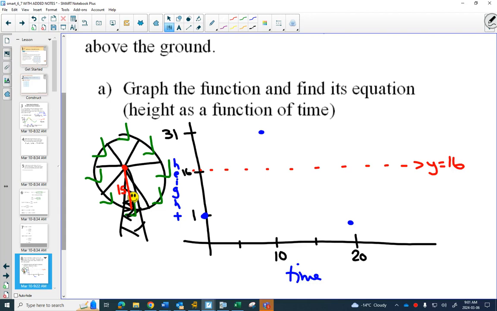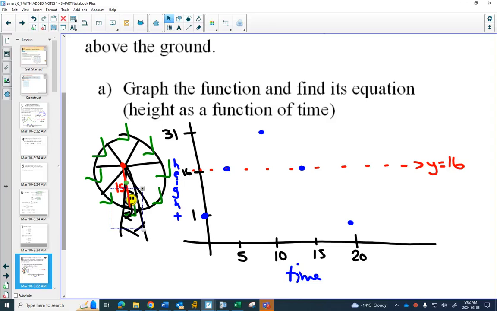And when will it be in the middle? At 5 seconds and 15 seconds. So he gets on the ride. There he is. Gets on the ride. 5 seconds later is there. At 10 seconds at the top, really scary, right? And then 15 seconds and 20 seconds all the way around. Ferris wheels are usually not very scary unless you don't like heights.